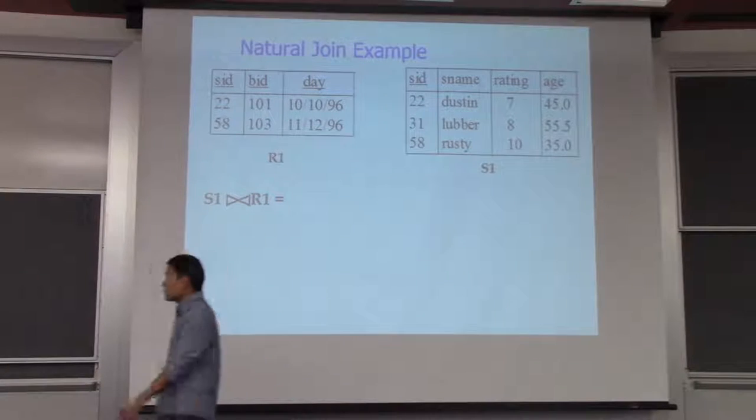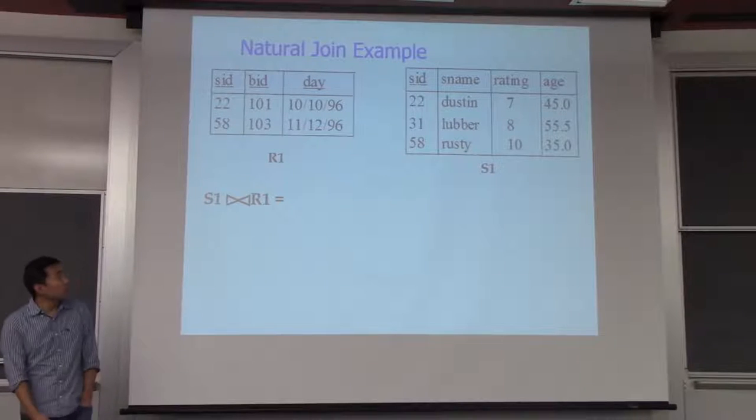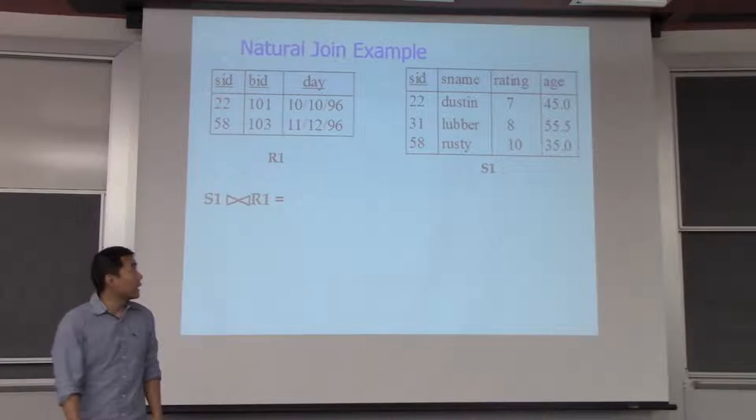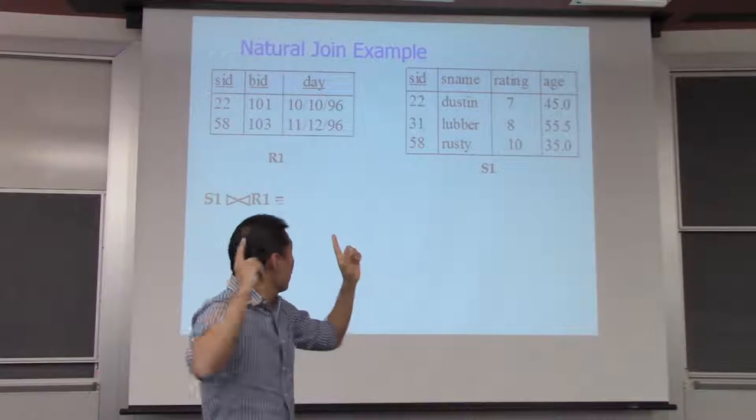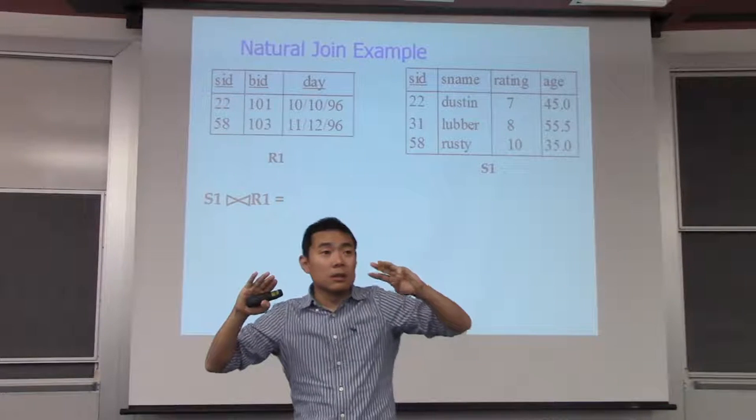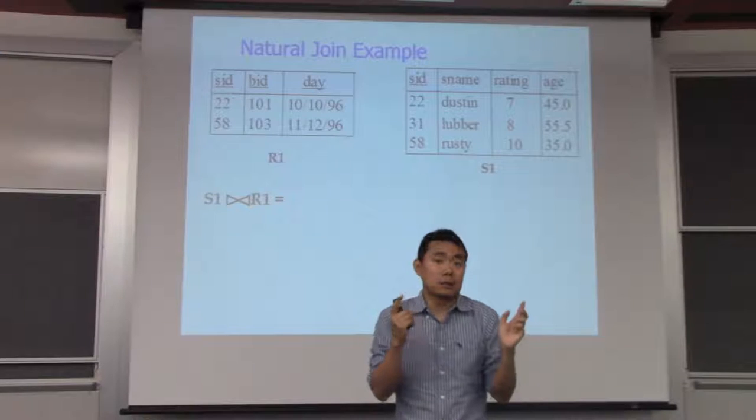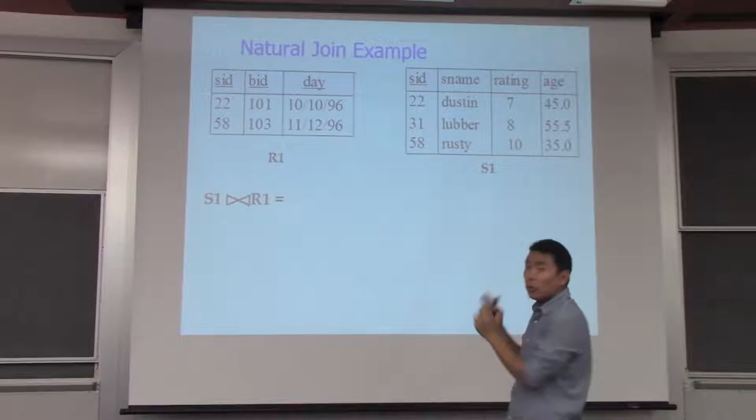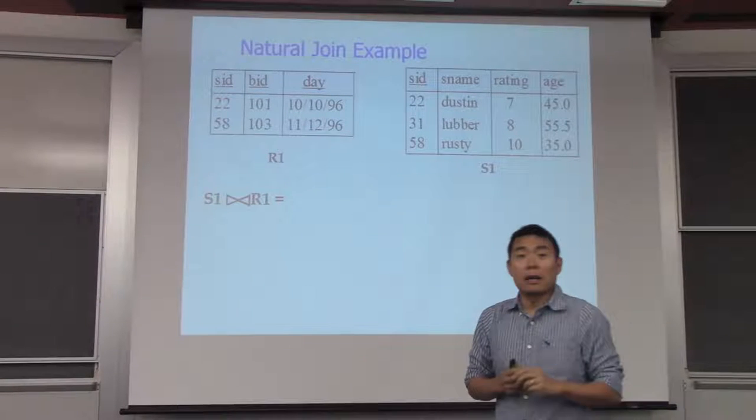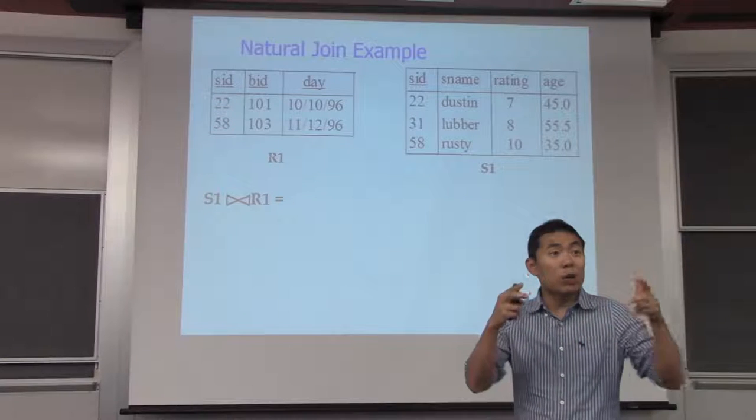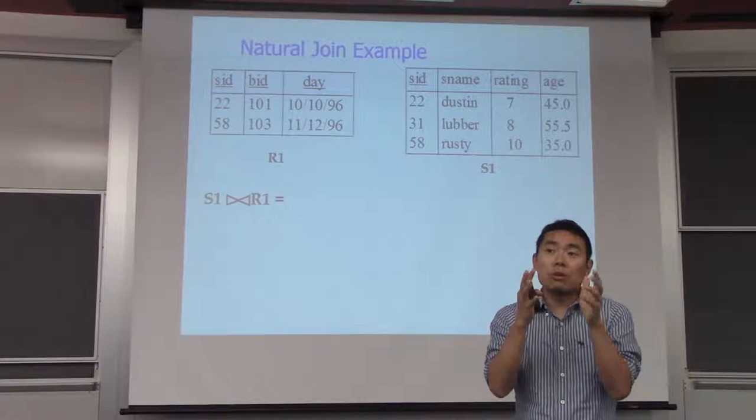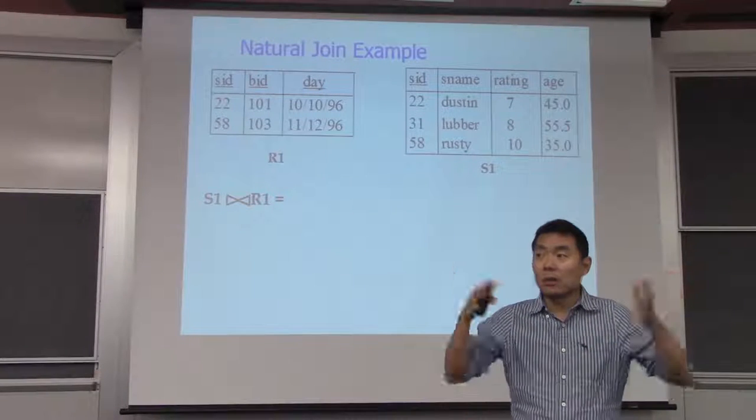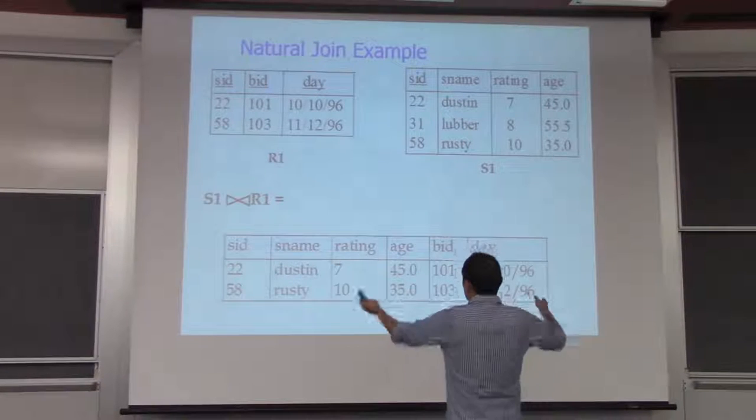Let me give you an example. These are two instances you are looking at: one is Reserves, one is Sailors. If I do Sailors natural join Reserves, what do you get? First of all, you look at the cross product. In this case, you have six rows in the cross product. What are the common attributes? Between these two tables, there's only one common attribute, which is sailor ID. So among those six rows, we look for which rows have the same values on those two SID columns. You keep those and eliminate all the others. The final result will be something like this.